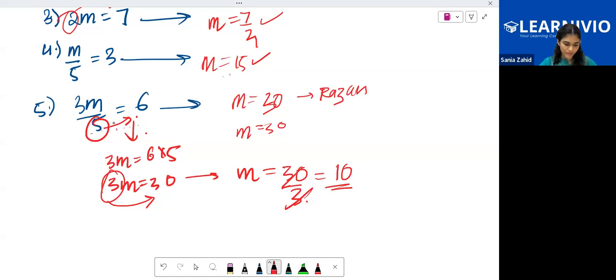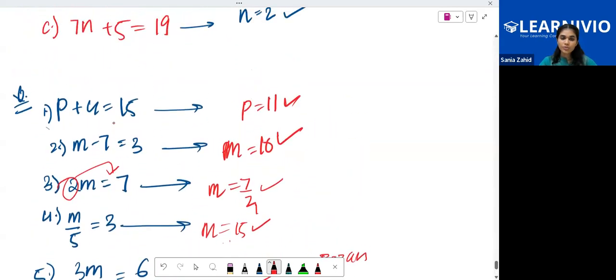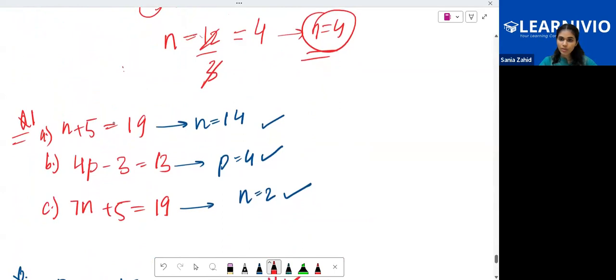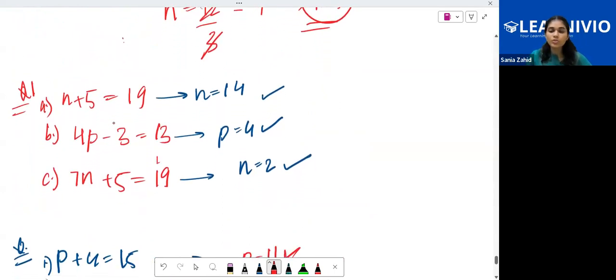Now I'll give you one more exercise. I taught you to find the values. Now we shall be learning about checking our answers as well. How are we supposed to check our answers? We just have to substitute the value in the question.